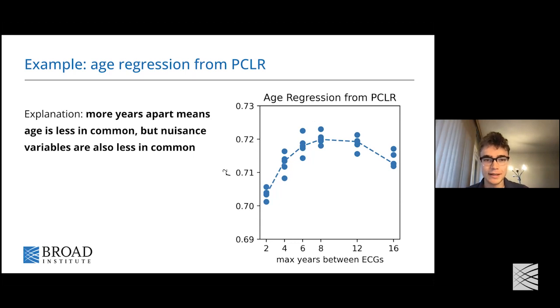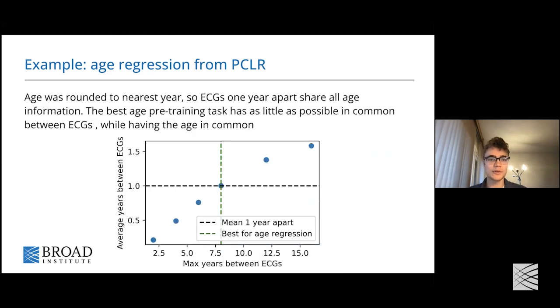And actually, we can drill down even more onto why that 8-year model in particular was really good. It turns out that how age was labeled for our ECGs was rounded to the nearest year. So actually, ECGs 1 year apart in our data set tend to share all of the potential age information, or all the age features.